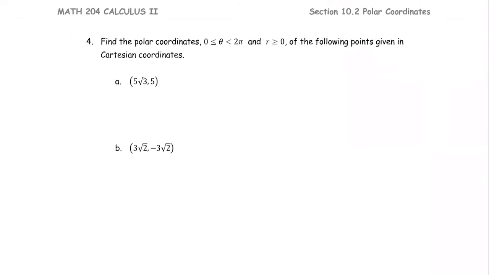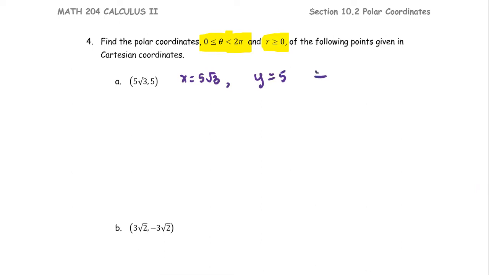Next example, we are going to find the polar coordinates where angle theta is greater than or equal to 0 and less than 2 pi, and r is non-negative. The Cartesian coordinates are provided as x equals 5 times square root 3 for the first one, and y equals 5 for the second coordinate. Now we're going to find the r and theta to form the polar coordinates.